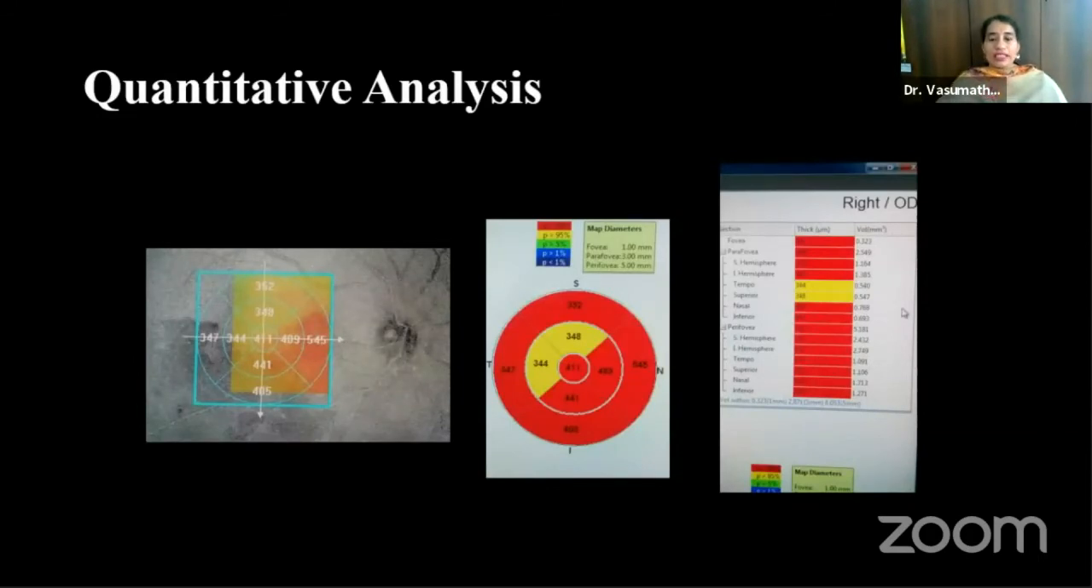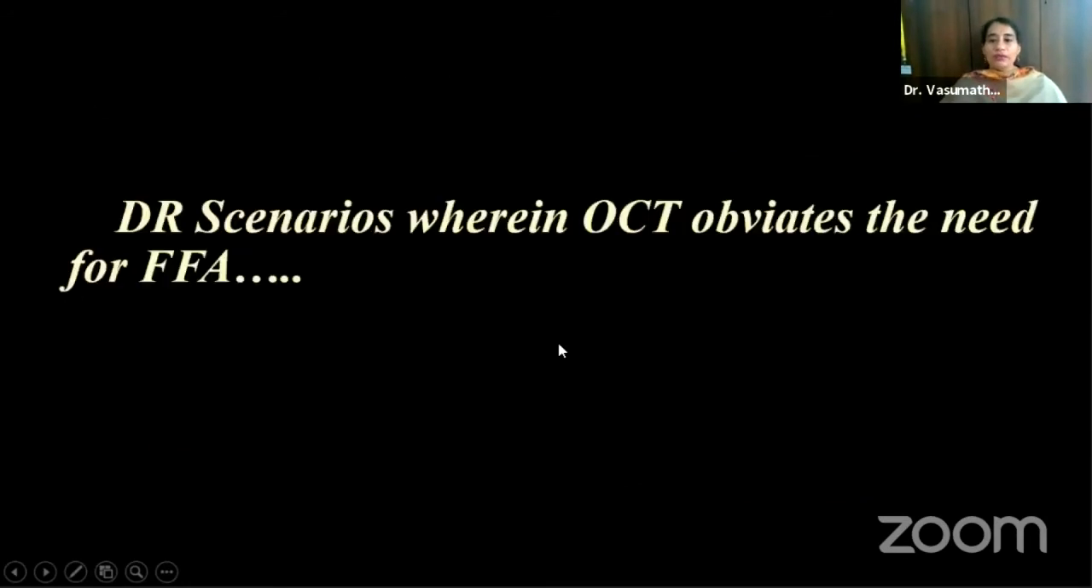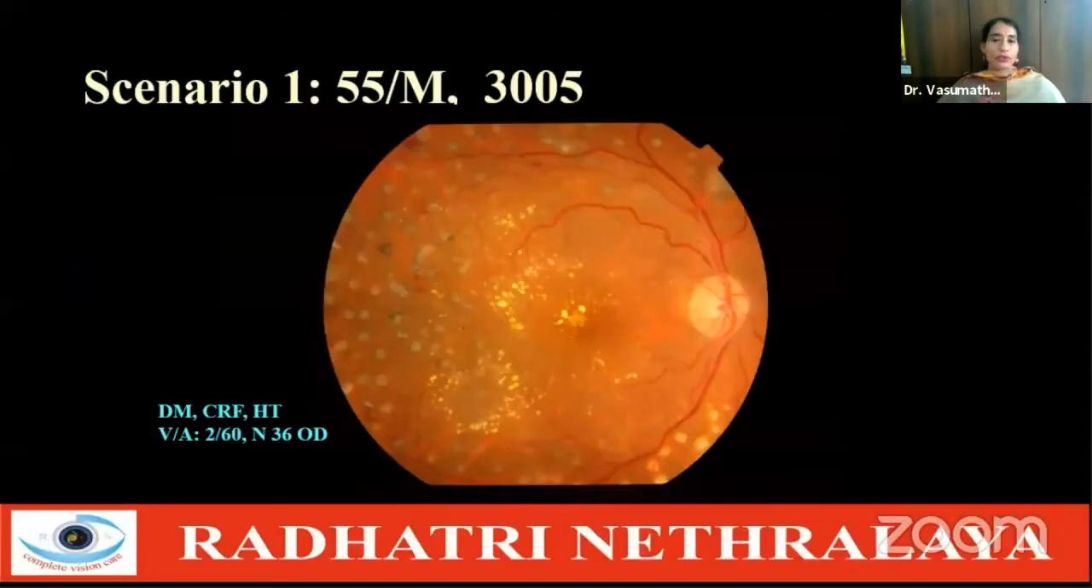And in quantitative 3D maps, if it is red, that means the thickness is definitely increased when compared to yellow or green or blue. Blue means the retina is thinned out. So there are certain scenarios in which OCT obviously obviates the need for FFA. You don't need an FFA.